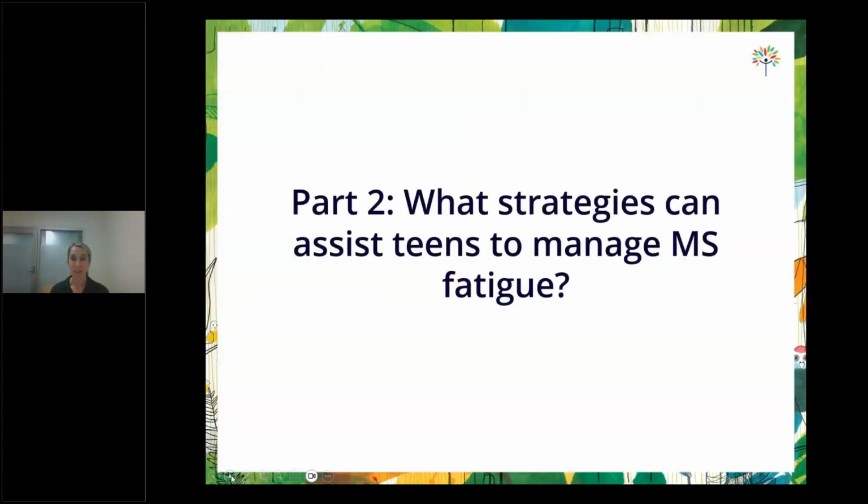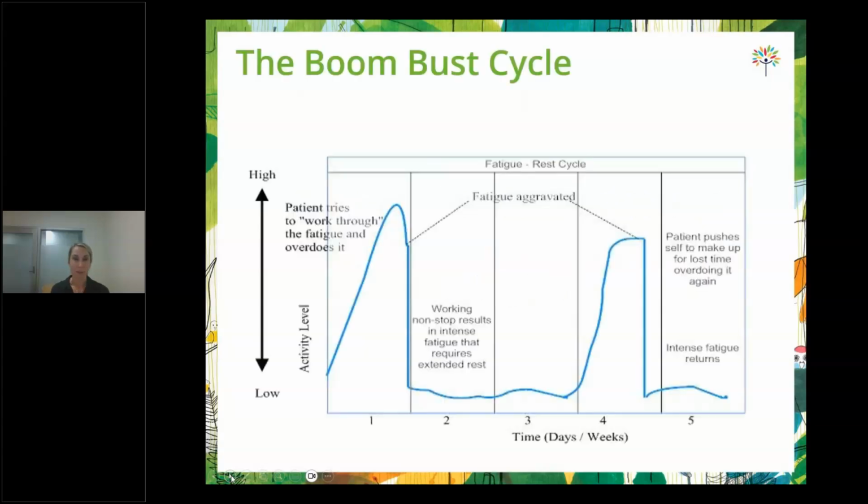What are the strategies that can assist teams to manage fatigue? And I think this is a great area of focus because there's lots of things that can be done in terms of supporting individuals who experience fatigue that's impacting their participation and ability to do the activities they really want to be able to do. So first step really that we always like to start with is understanding activity levels and how they impact fatigue.